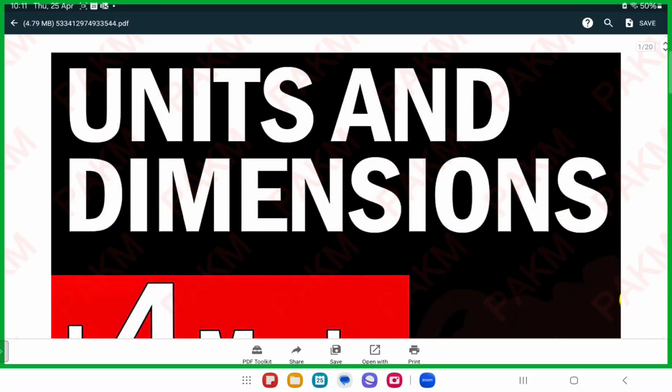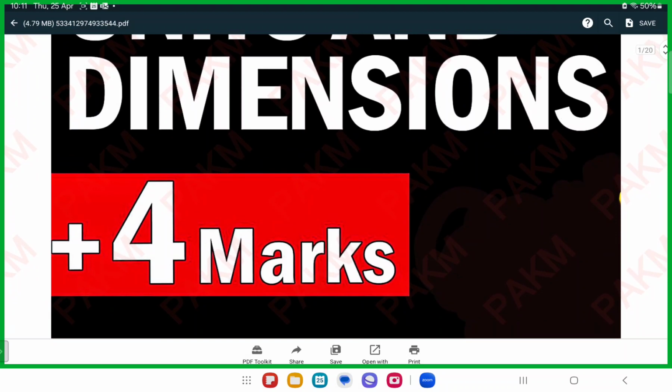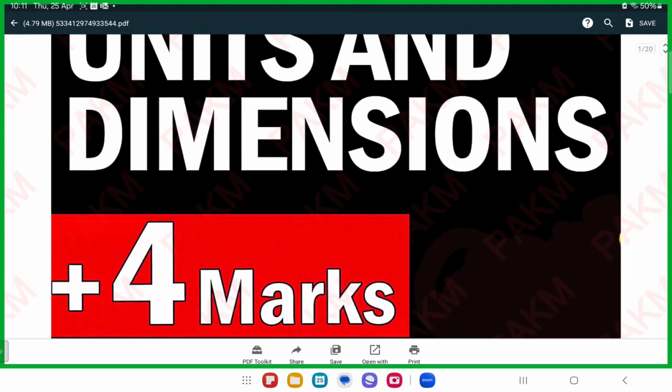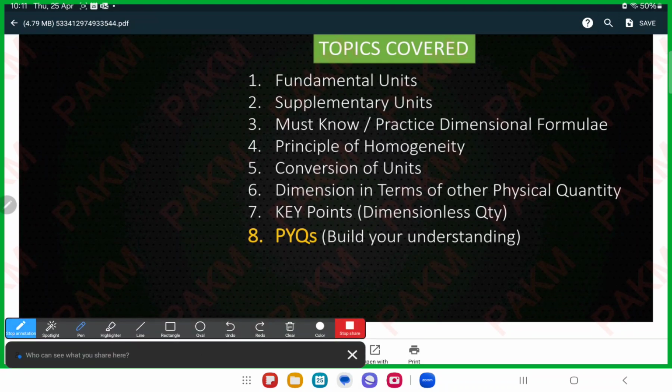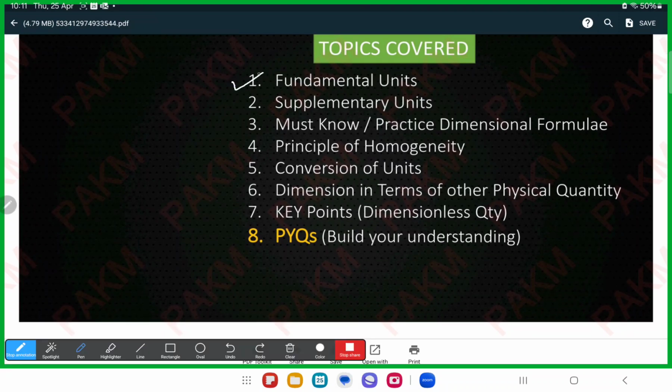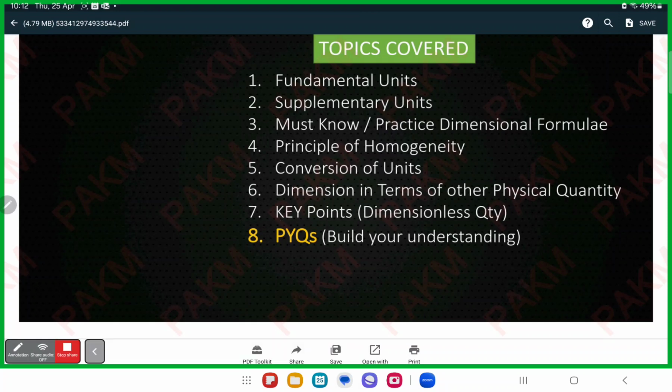Now today I brought the unit and dimension, and here you can see the unit and dimension, the basic weightage. It will be 4 marks for your mains. And here are the few topics that you can see: the fundamental, supplementary, and practice dimensional formula, principle of homogeneity, conversion of units, dimension in terms of physical quantity, and key points, dimensionless quantities, and the P by Q. So these things we are going to cover.